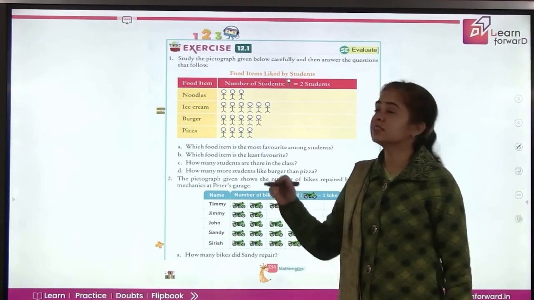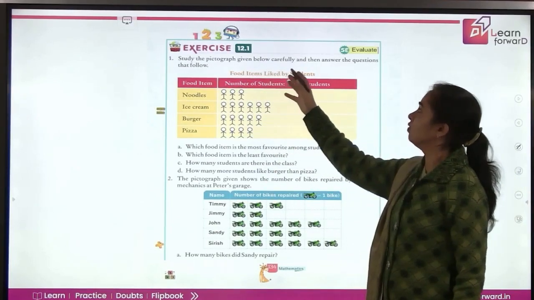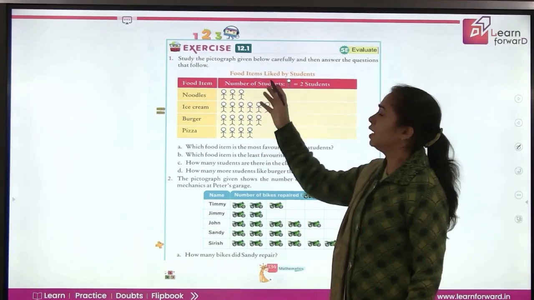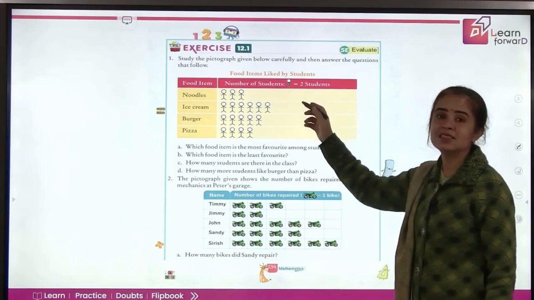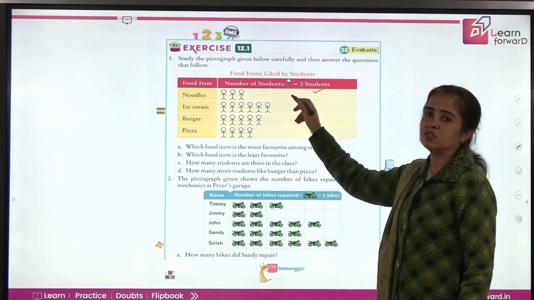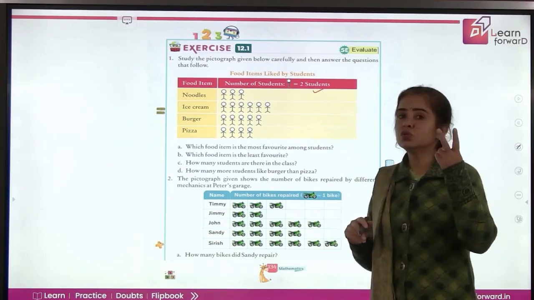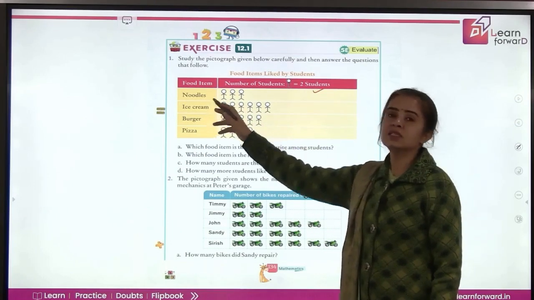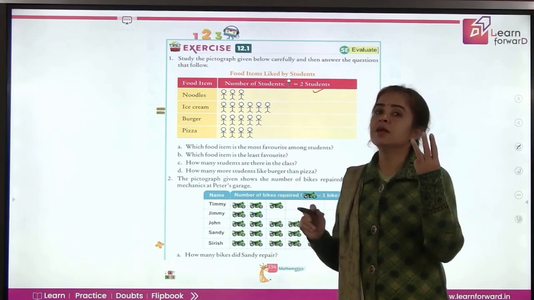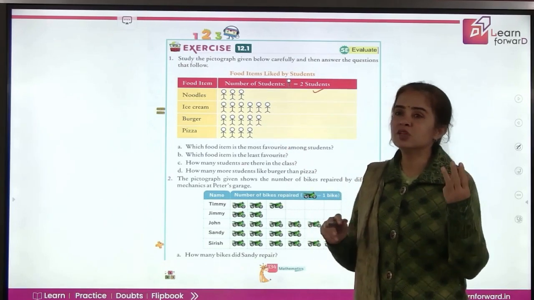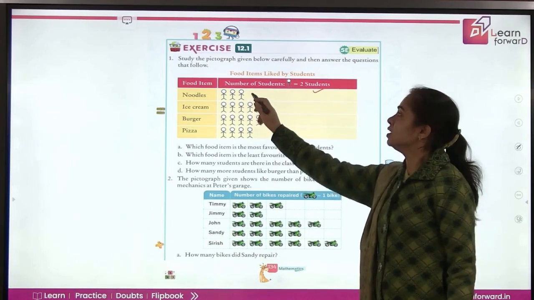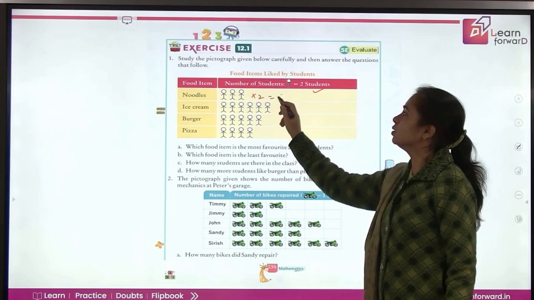Now, here's an exercise for you. Study the pictograph given below and answer the questions that follow. So, here you have food items liked by different students, and see, here is the scale. When you draw one picture like this of a child, it actually means 2 students. So, noodles, how many children like noodles? Here it is 3 pictures, but actually it means how many children? 3. One picture is 2 students, so it is 3 times 2, which is equal to 6.